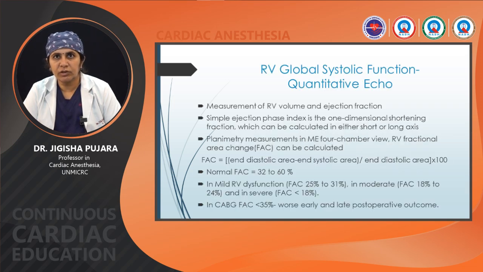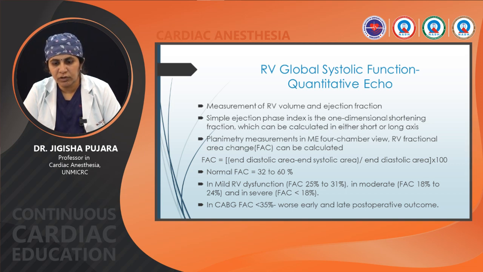RV global systolic function: quantitative echocardiography, measurement of the RV volume and ejection fraction. A simple ejection phase index is the one-dimensional shortening fraction, which can be calculated in either the short or long axis. Planimetry measurements in the mid-esophageal four-chamber view allow right ventricular fractional area change (FAC) to be calculated. FAC is equal to end diastolic area minus end systolic area, divided by end diastolic area, multiplied by 100. Normal FAC is 32 to 60%.